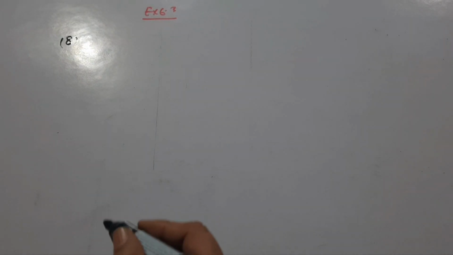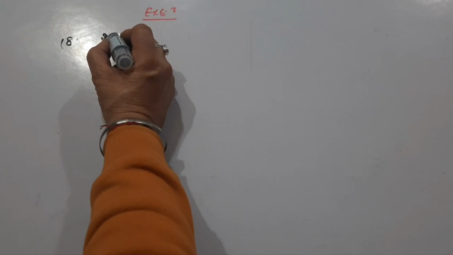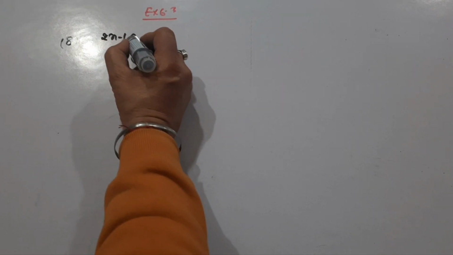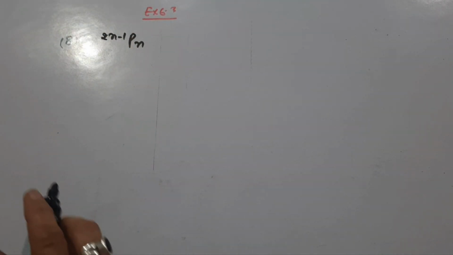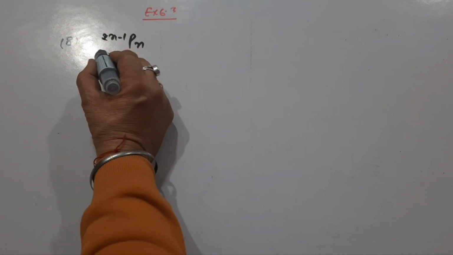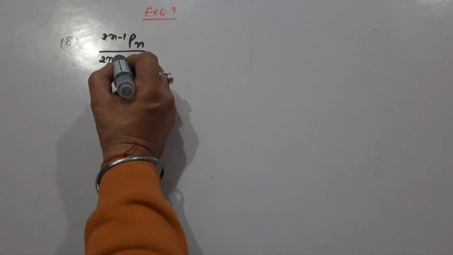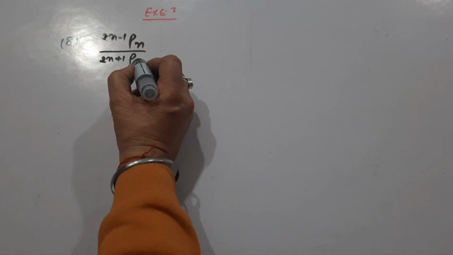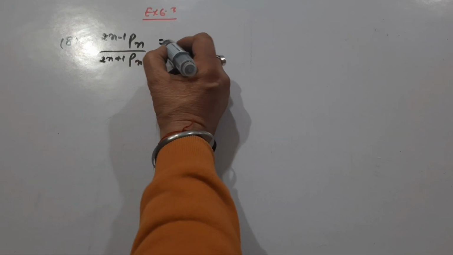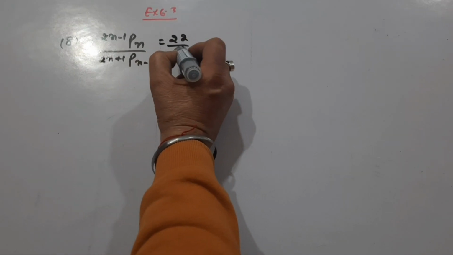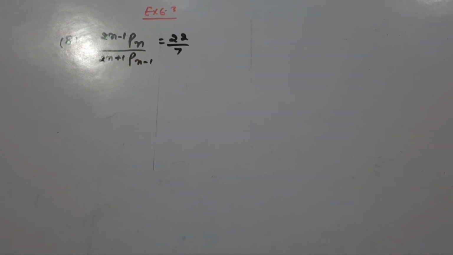Question is, find n if (2n minus 1)Pn upon (2n plus 1)P(n minus 1) equals to 22 by 7. Then find the value of n.